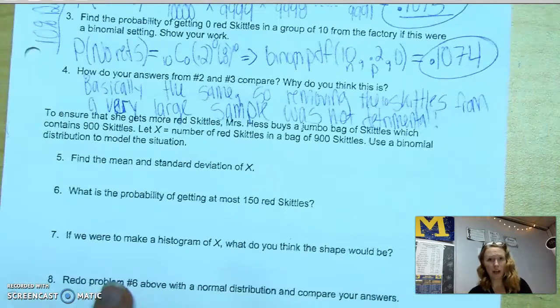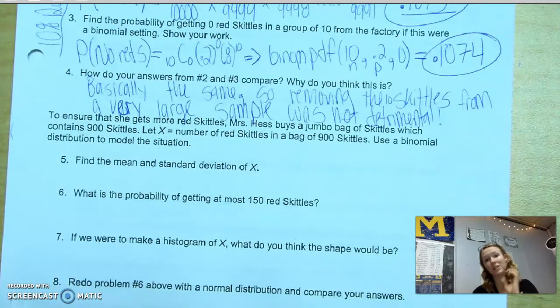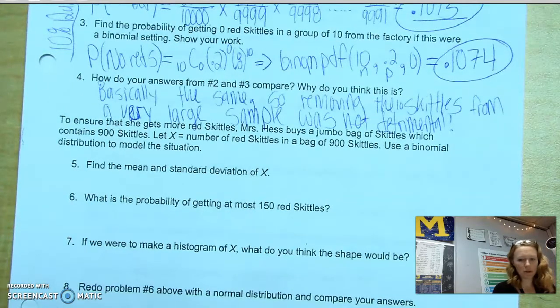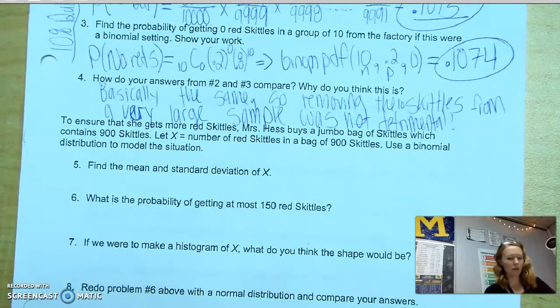Okay, moving on. To ensure that I get more red Skittles, I buy a jumbo bag instead, right? That would be the smart thing to do. So the jumbo bag contains 900 Skittles. Let X be the number of red Skittles in a bag of 900 Skittles. Use a binomial distribution to model the situation.